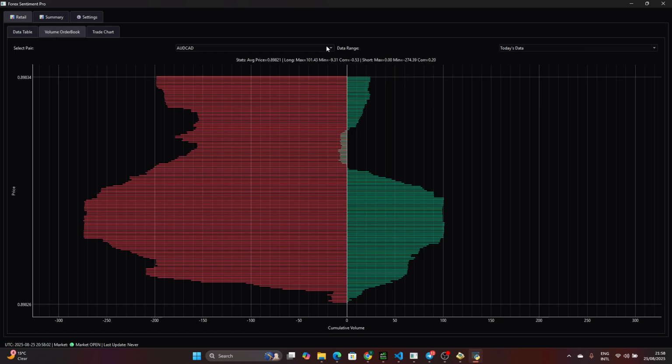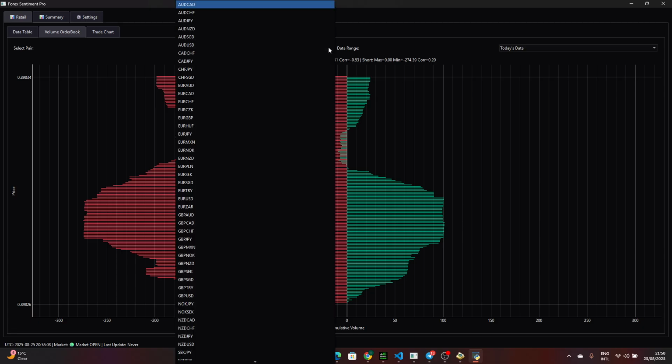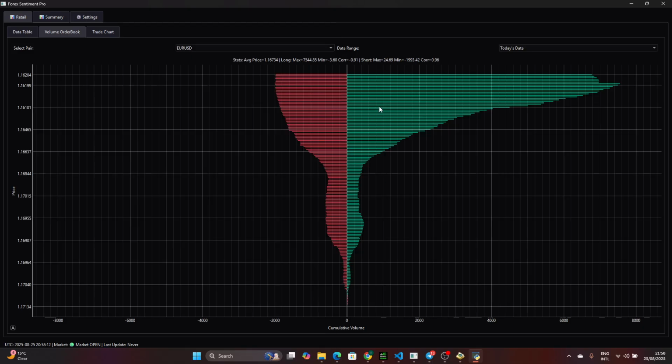In the next tab, we have the volume order book along itself in a separate tab, which gives you a better understanding to look at. I think it's very clear.